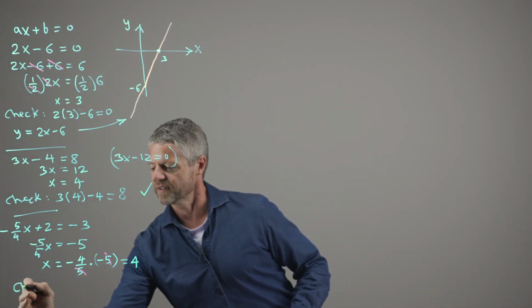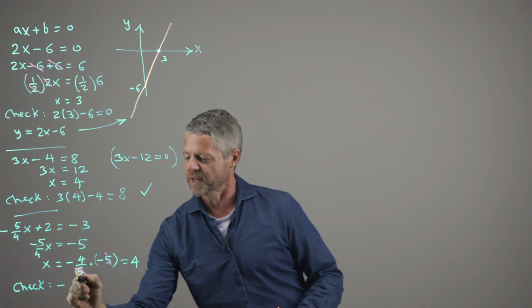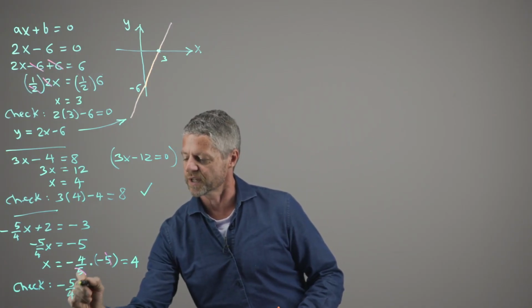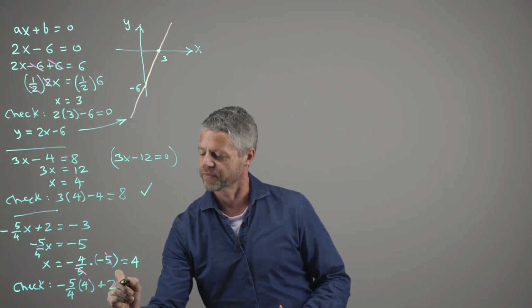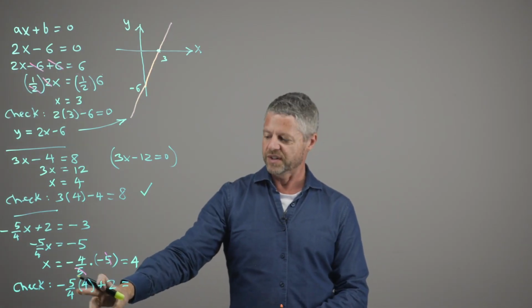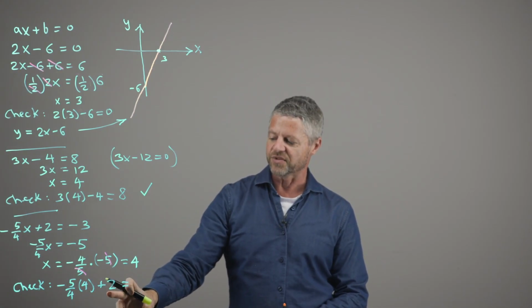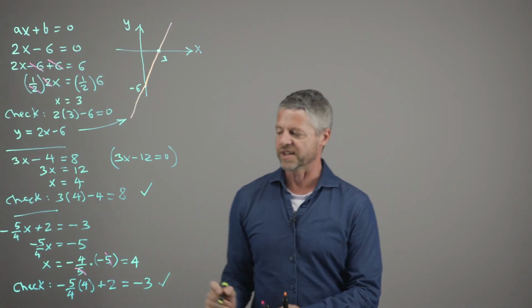And so I then just need to check that that works. So I've got minus 5 over 4 times 4 plus 2. So minus 5 over 4 times 4 is minus 5. Minus 5 plus 2 is minus 3. So everything's good.